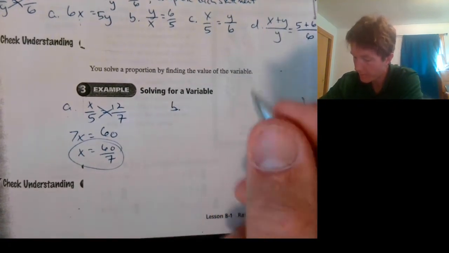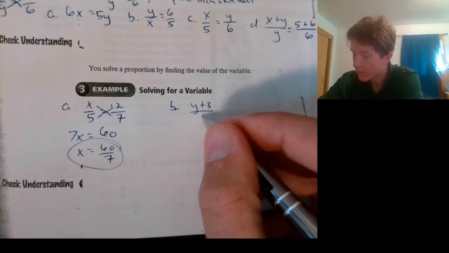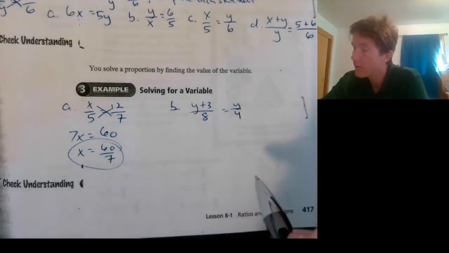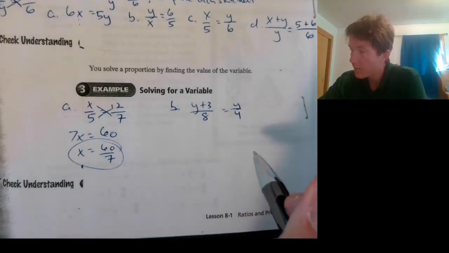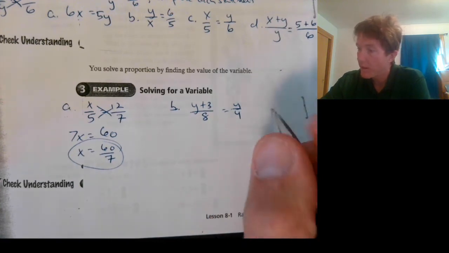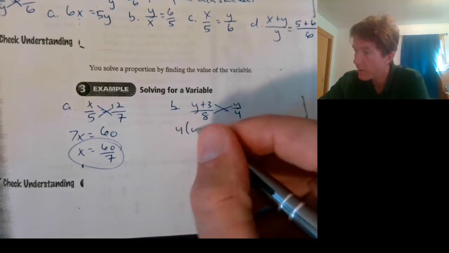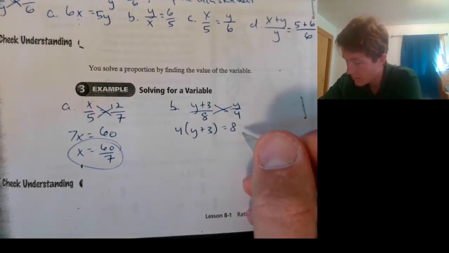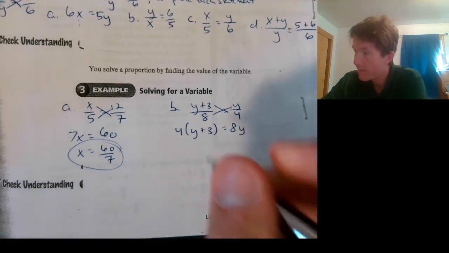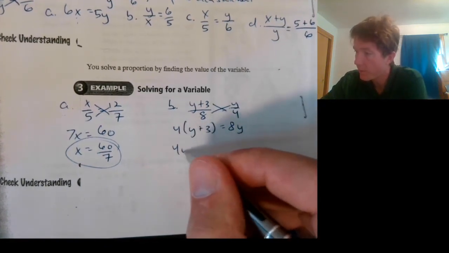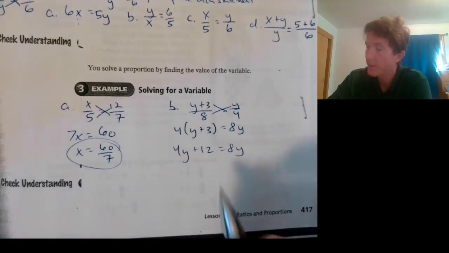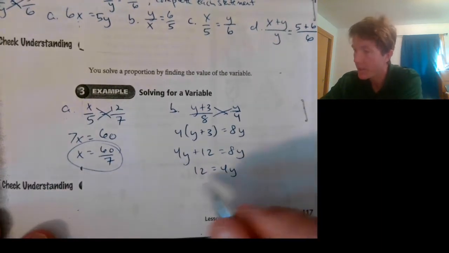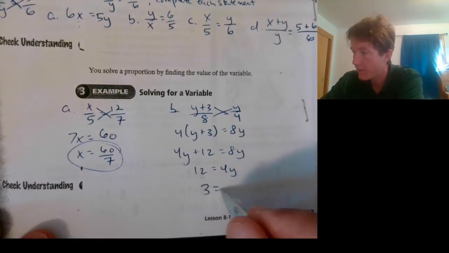Next one, I have y plus 3 over 8 equals y over 4. You can use the cross product property again. I'm going to multiply across just like this. 4 times y plus 3 equals 8 times y. Then we'll distribute. 4y plus 12 equals 8y. Then I'll subtract. 12 equals 4y. And then I'll divide. Y equals 3.